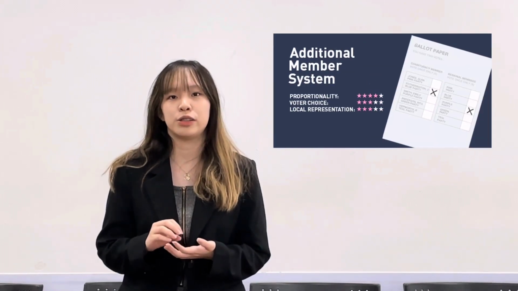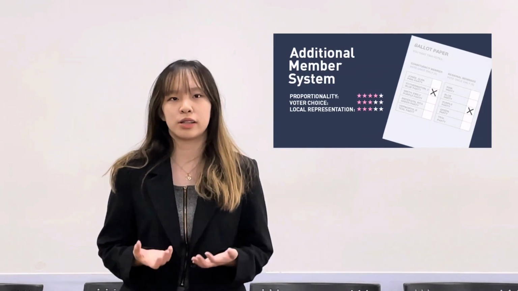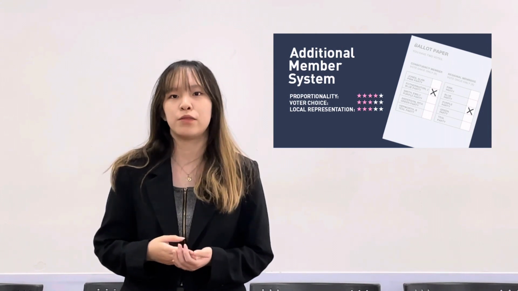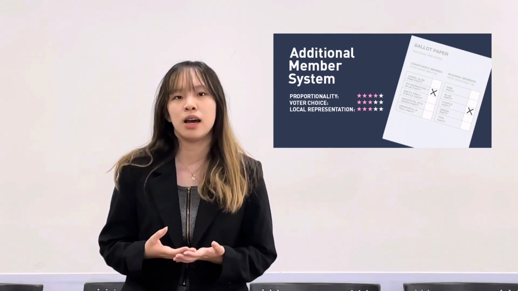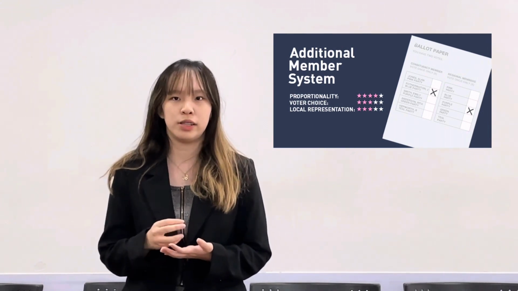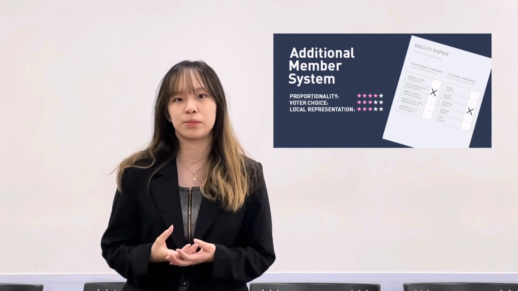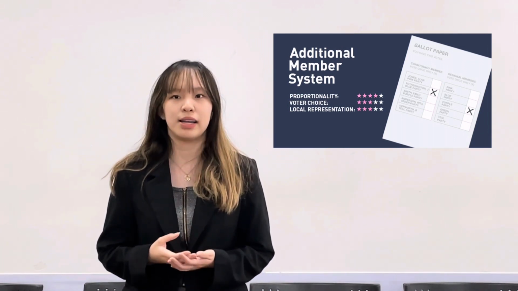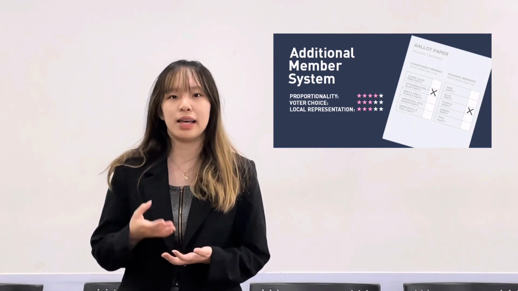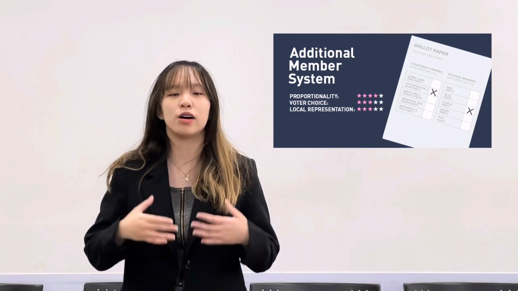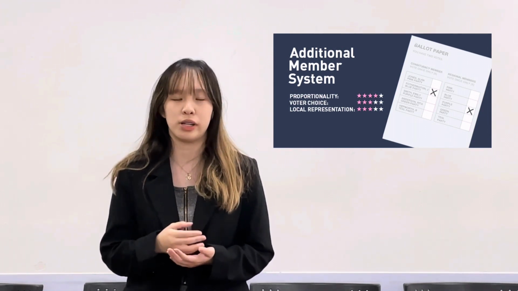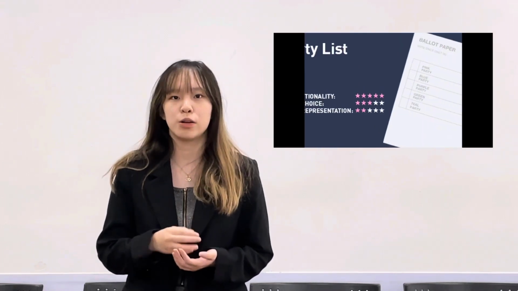And next is the additional member system. It is used in the Scottish Parliament, the National Assembly for Wales, and the London Assembly. Voters have 2 votes, for constituency members and additional members. Constituency members are elected by first past the post, and additional members are elected based on the party list votes, aiming for proportionality.